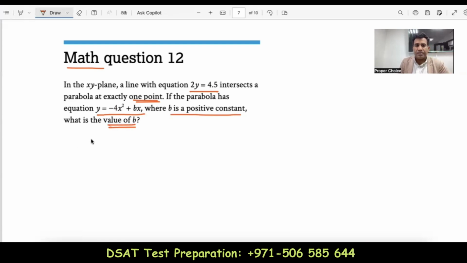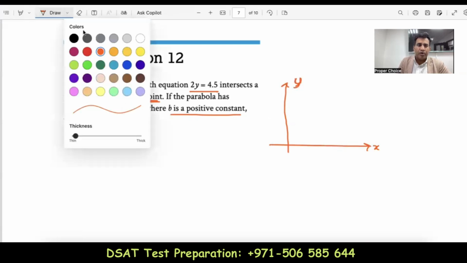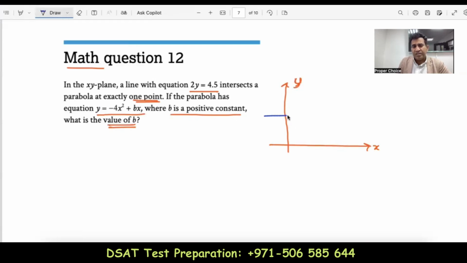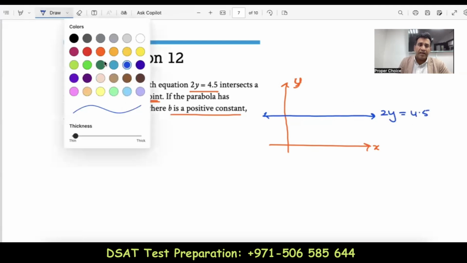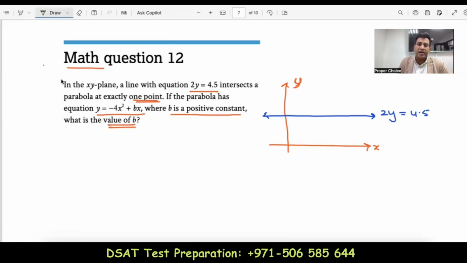What they're trying to tell us is, if you plot a graph of this line and the parabola, they are intersecting at exactly 1 point. Let's take this as the x and y axis. If you draw a line, consider the line 2y is equal to 4.5. I'm just doing it roughly. Now this line intersects a parabola at exactly 1 point.